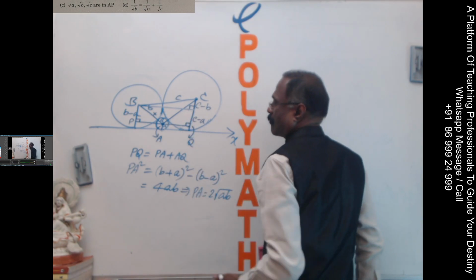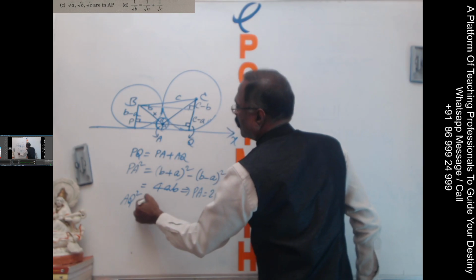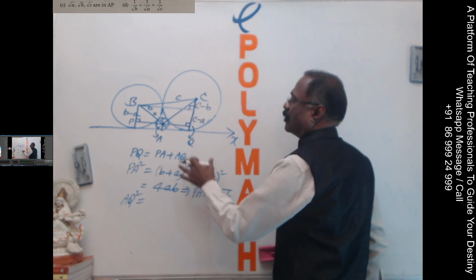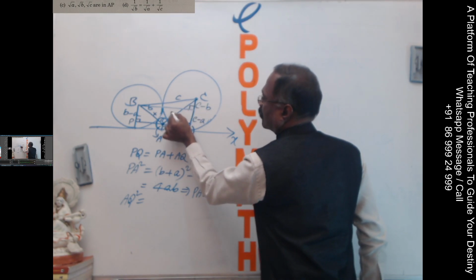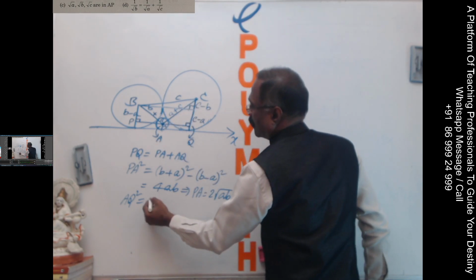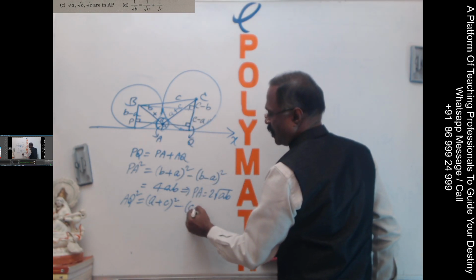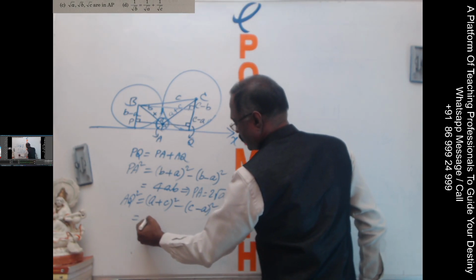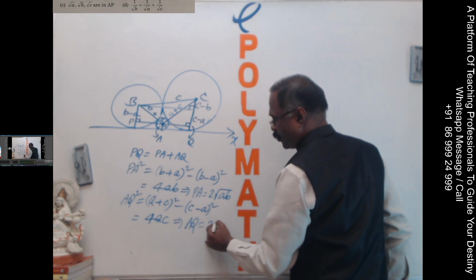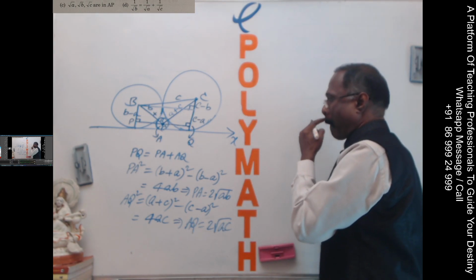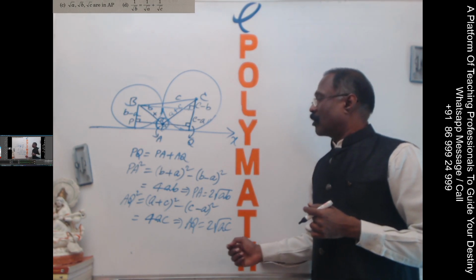Similarly, AQ, please. AQ square is equal to, this is nothing but A plus C. A plus C whole square minus C minus A whole square is nothing but 4AC, implies AQ is equal to 2 root AC. AQ is equal to 2 root AC. See this one. We got it.